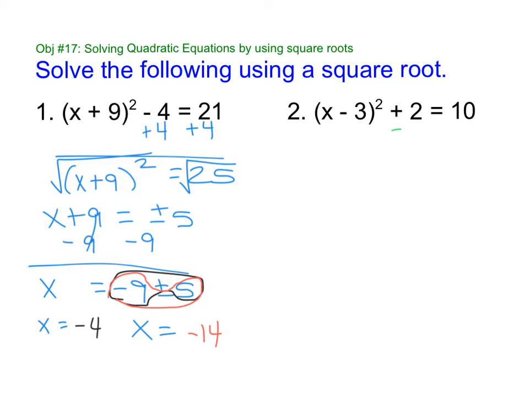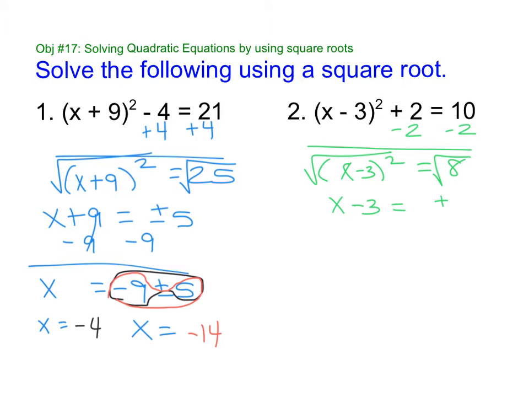If we minus 2 on both sides to get our square by itself, x minus 3, square root on both sides. But now, what's the square root of 8? Plus or minus root 8. And then you have to ask yourself, can we simplify the square root of 8? Is there a perfect square that goes into 8? There is. What perfect square goes into 8? Root 8 is root 4 times 2. The square root of 4 is 2, so 2 root 2. Got that plus and minus in front.